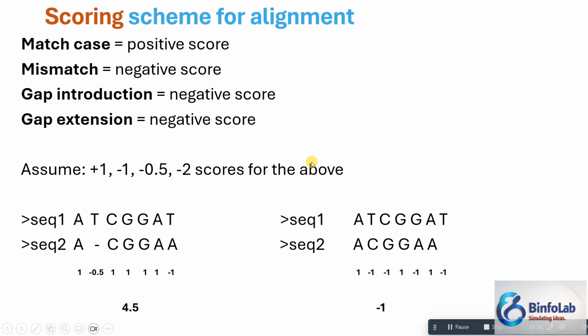So we will start from some basics. If there is a match case during the alignment, the program will give you a positive score. If there is a mismatch case, the program will give a negative score. If there is gap introduction, the program will give a negative score. If there is gap extension, the program will give another negative score.